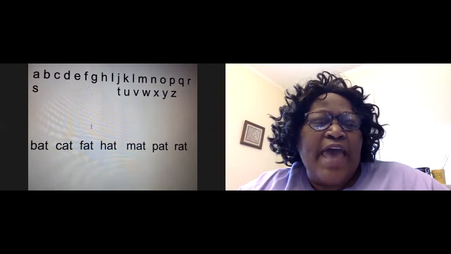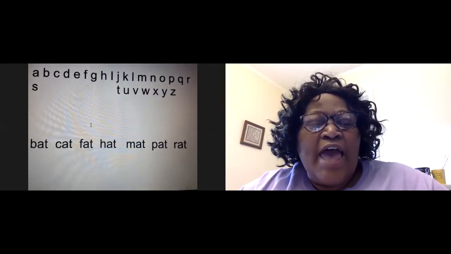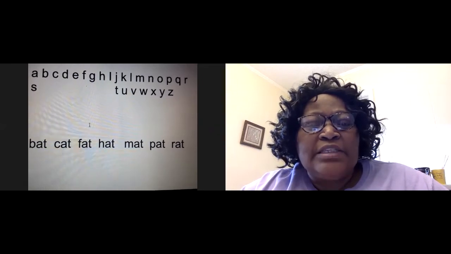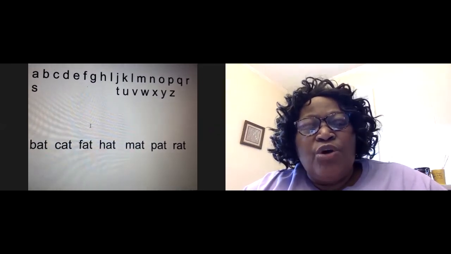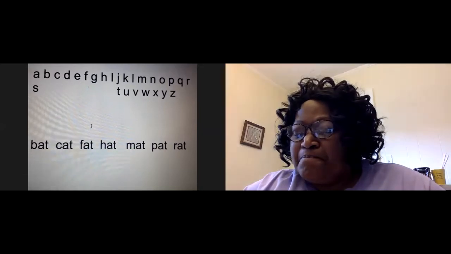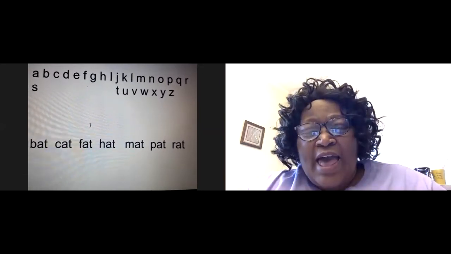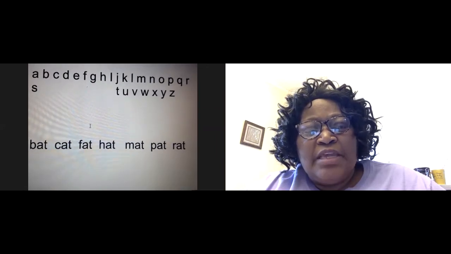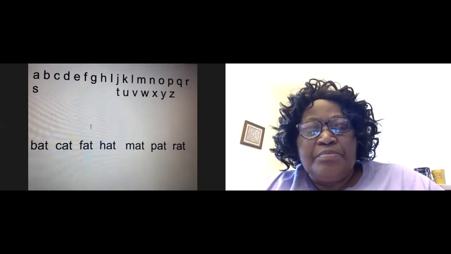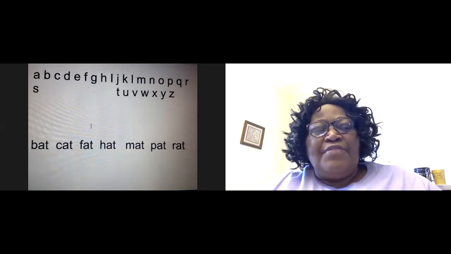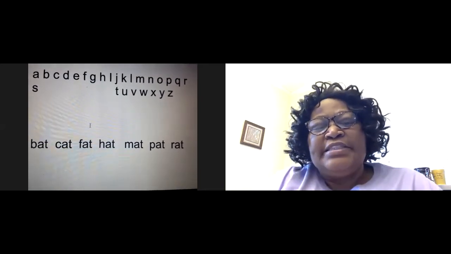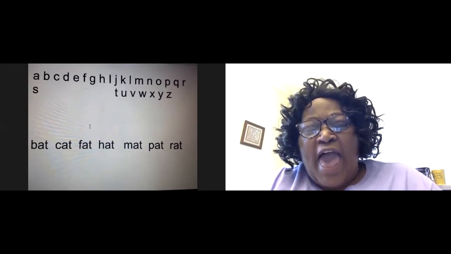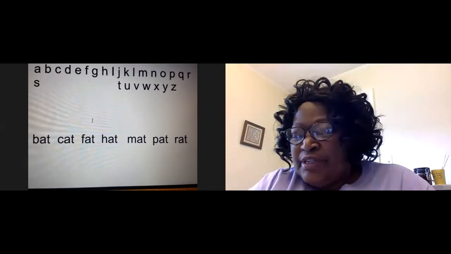Bat, cat, fat, hat, mat, pat, and rat. These words do what? Rhyme. They rhyme. They are rhyming words. And what family are they? The AT family. They are of the AT family. The AT family says at. Very good.